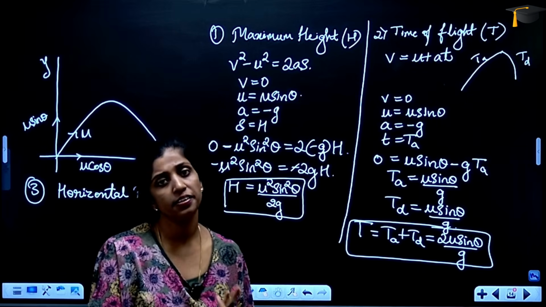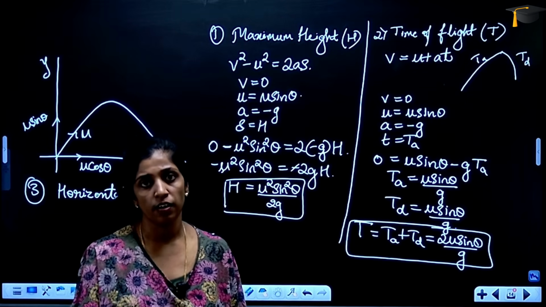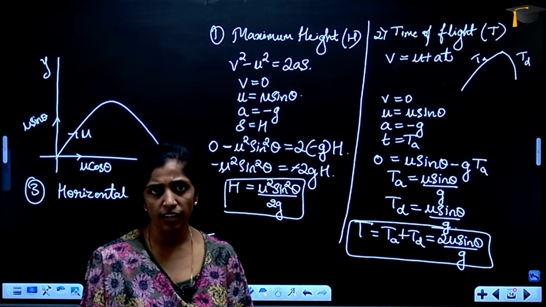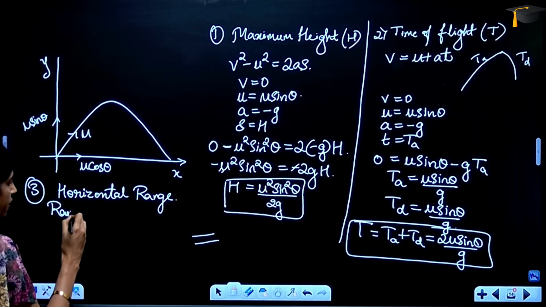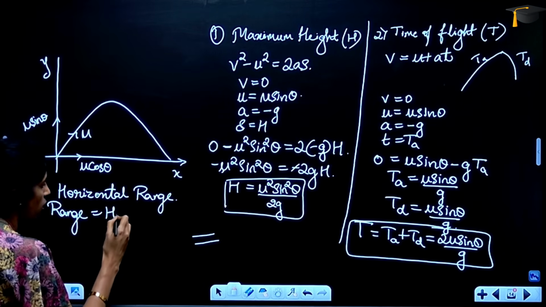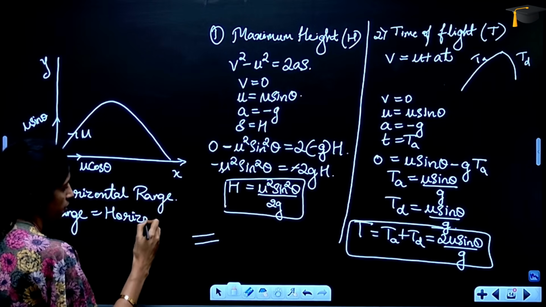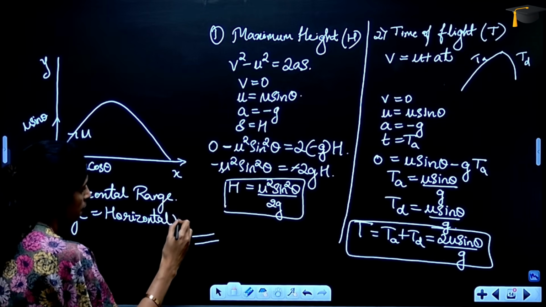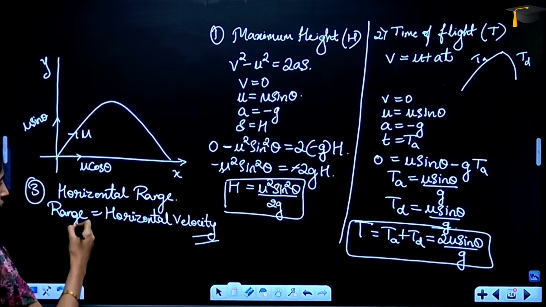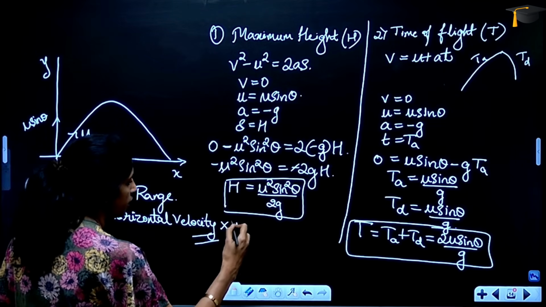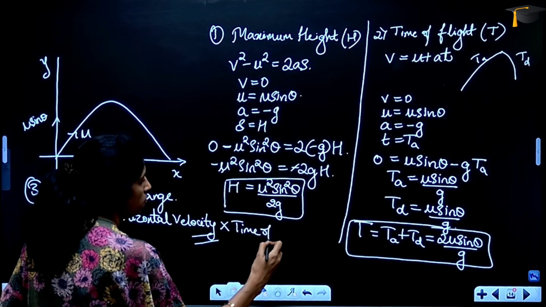Range means what? Distance. As we know, distance is what? Distance can be taken as velocity into time, right? Since I'm taking horizontal range, that's the reason I will take the range as horizontal velocity into time of flight. I'm taking it directly because we know that distance equals velocity into time. So here range will be equal to horizontal velocity into time of flight.